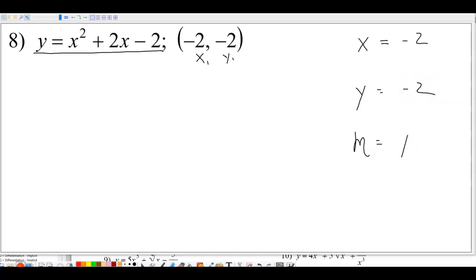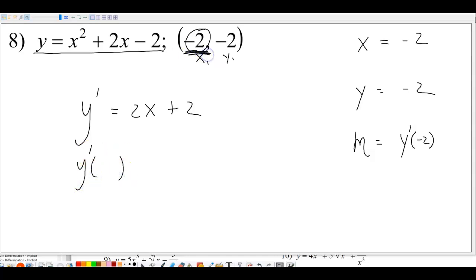Well, with an instantaneous rate of change, this is how it's different from a secant line. With an instantaneous rate of change, you take the derivative and you plug in the x value that they give you. Okay? So let's do that. What is y prime? y prime is 2x plus 2. And now I want to plug in the x value that they gave me. And then we're going to simplify it. So I have negative 4 plus 2, which is negative 2. That's a lot of negative 2s we got going on there. And there we go. So my slope is negative 2, my x value is negative 2, my y value is negative 2.